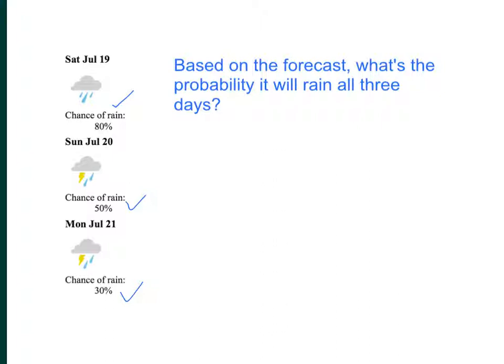So now we have 3 events. We're talking about 3 different days. I like to set up my little lines here. And I want the probability that it rains on day 1 and rains on day 2 and rains on day 3. And I know the probability of each, and the probability doesn't change based on what happened the day before. So the probability that it rains on Saturday is 80%, so that's 0.80. Probability of rain on the second day is 50%, 0.5, and then 0.30 for the last one.